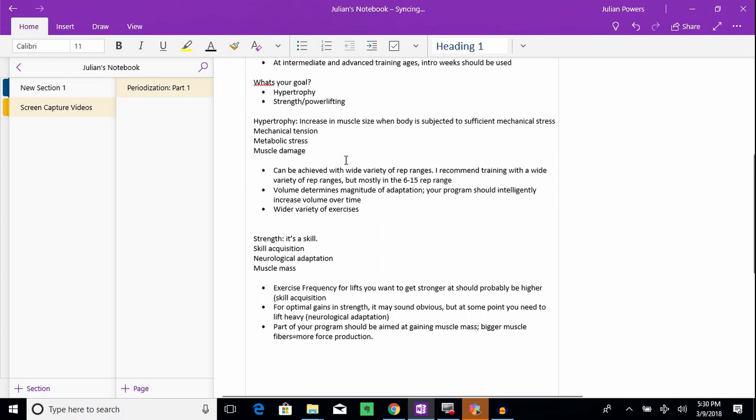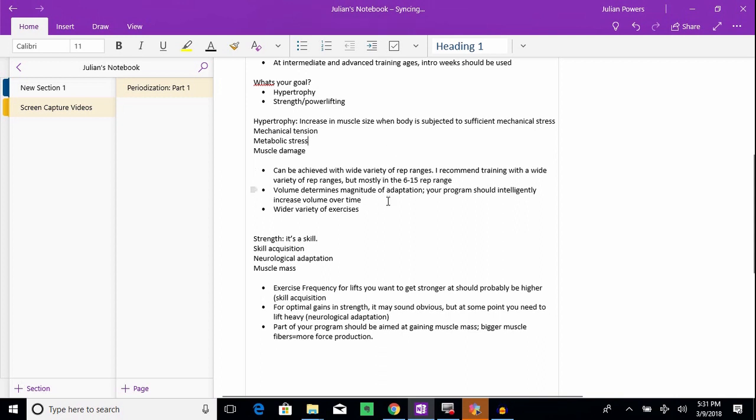So even though you're able to see hypertrophy with a wide variety of rep ranges, I personally recommend training in a wide variety of rep ranges, but mostly in the 6 to 15 rep range, because once you have the sufficient stress part down, you're going to see hypertrophy. Someone may ask, okay, I'm working out with sufficient mechanical stress, 80% of my 1 rep max, going to a 7 to 8 RPE. Is that it? Just do a few sets and I'm going to keep growing? Well, no, eventually you're going to plateau and you're going to stop growing.